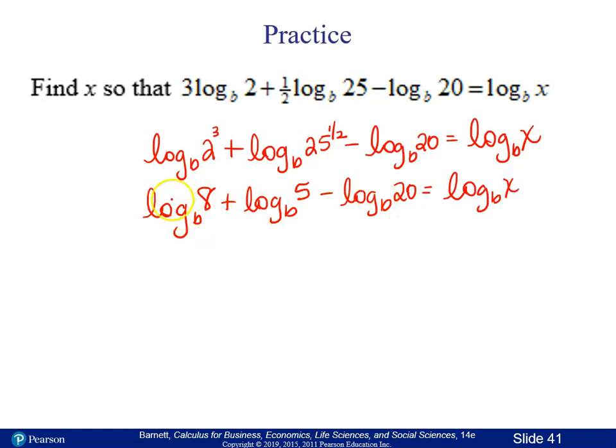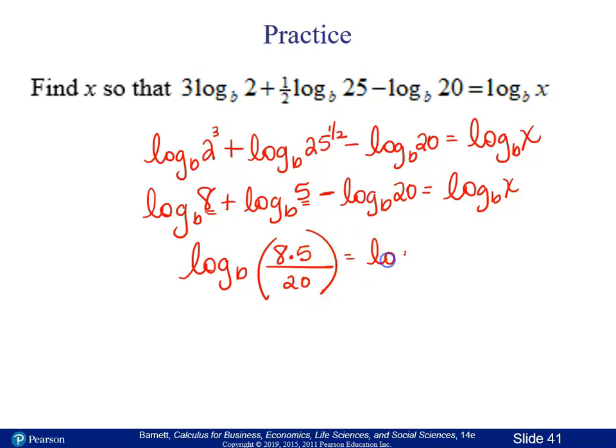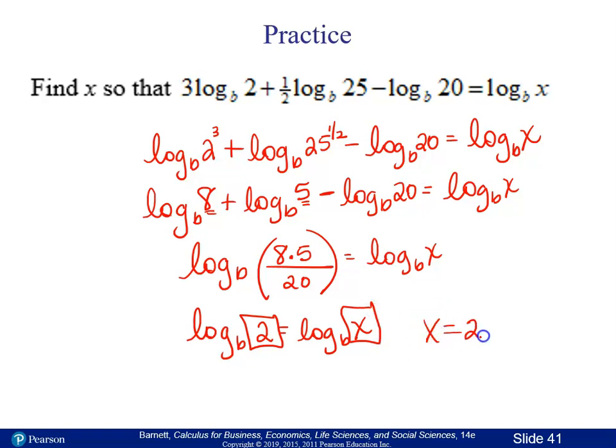Okay, so we've got 3 logarithms that need to be combined together into one. These two are added, so I'm going to multiply the 8 and the 5 together. And then this one's subtracted, which means it's going to need to be divided. All right, we'll clean this up a little bit. So that's 40 over 20, so 2. Okay, so if everything else is the same, then x must be equal to 2.